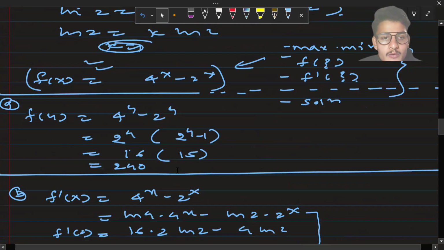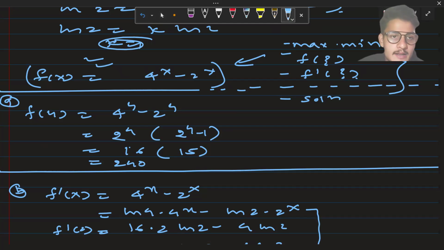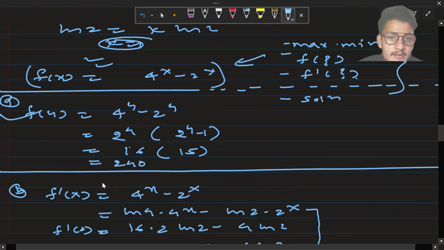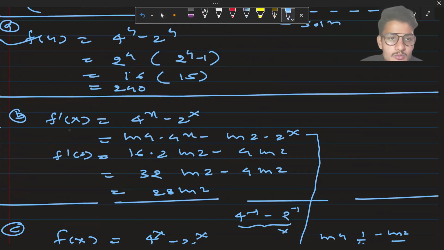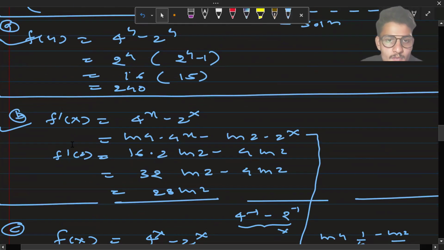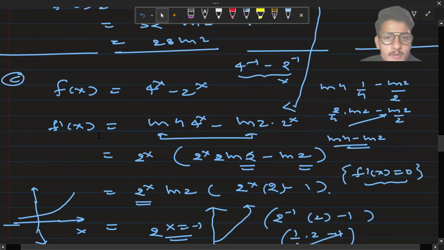So putting the value of 4 into the function, we have received the value 240. That is the correct option. So that is why we have marked the correct as A. Now again, finding f'(x), we have received f'(2) as 28 ln2.